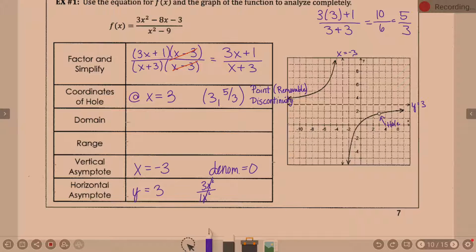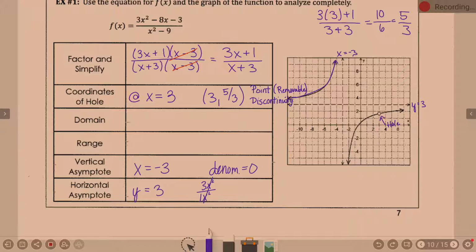Domain is our, what kind of values? X values, right? And so with domain, we're going to read left to right. As we read left to right, or as we look at our graph, where does our graph start? Starts at negative infinity. And where's the first time it takes a break? At what X value? At -3, because it's going to run closer and closer to that asymptote and not touch it, right?